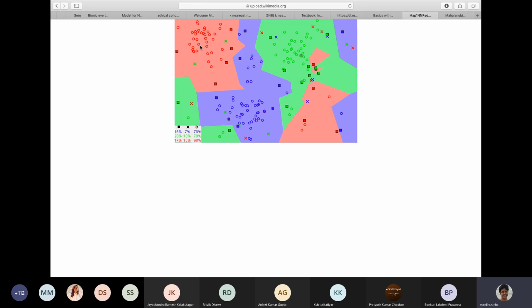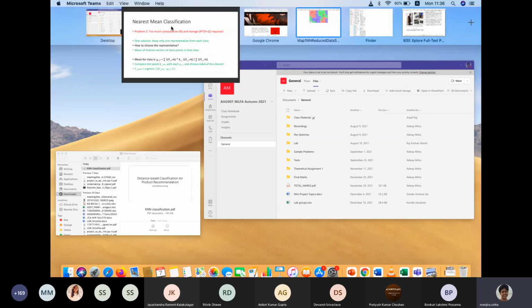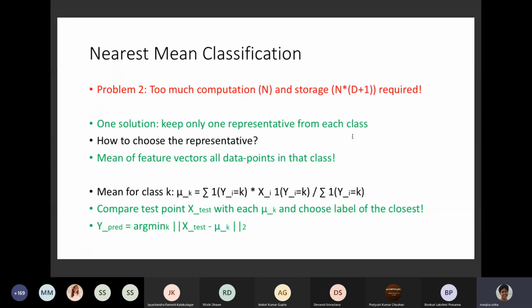The same assumption goes here. Especially if we assume that the clusters are spherical or nearly spherical, then the mean is a pretty good representation for the class. So instead of considering all the training data points belonging to one class, we come up with one class representative. Generally the class representative is calculated as the mean of the feature vectors of all the data points in the class.